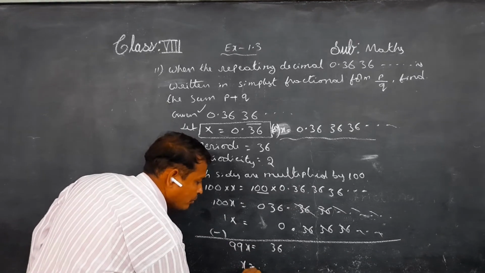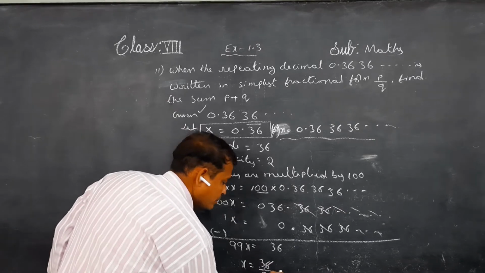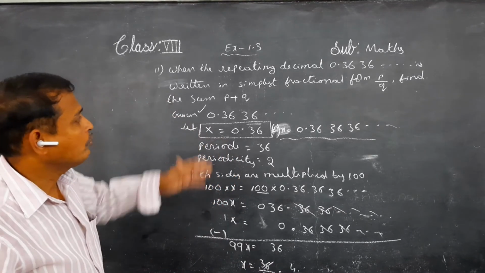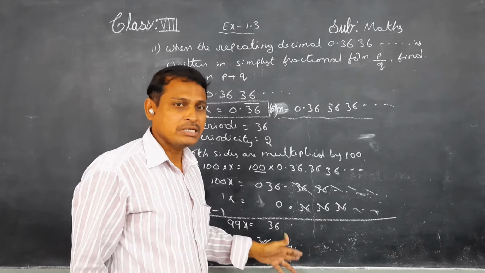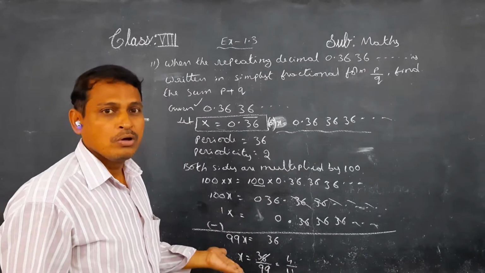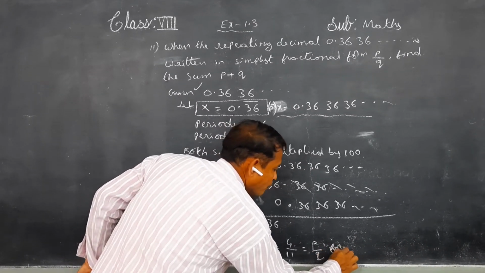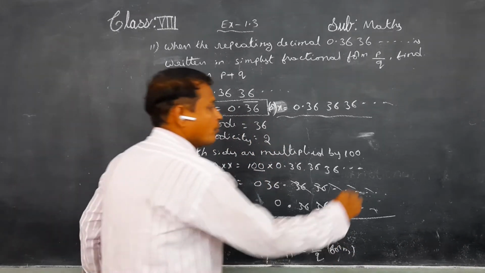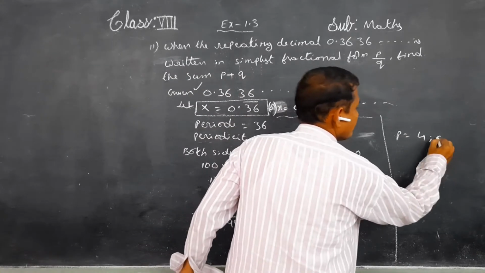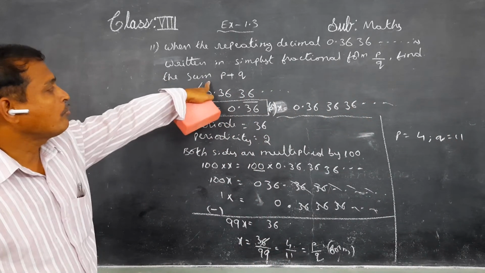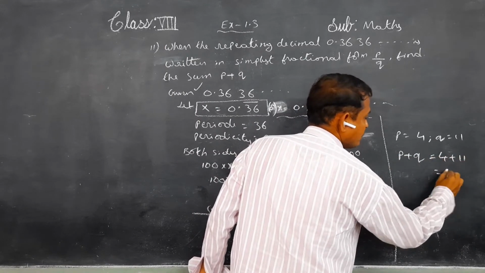Okay children, so x is equal to 36 by 99. Again, we should do cancellation, that is equal to 4 by 11. This is the rational number form, so we should convert it in the p by q form. The p value is 4 and the q value is 11. So in the given question, the sum p plus q is equal to 4 plus 11, that is equal to 15.